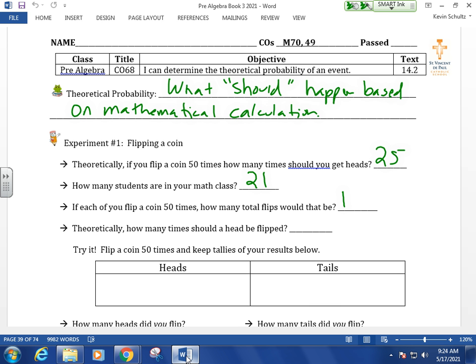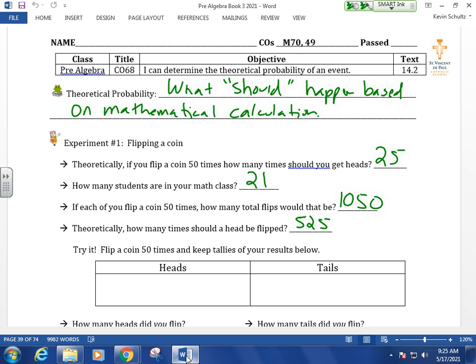1,050. Okay, 50 times 21, 50 flips per 21 kids. And theoretically, if there are 1,050 total flips, how many heads should come up? Aiden? Exactly half, 525. We are going to test that theory.